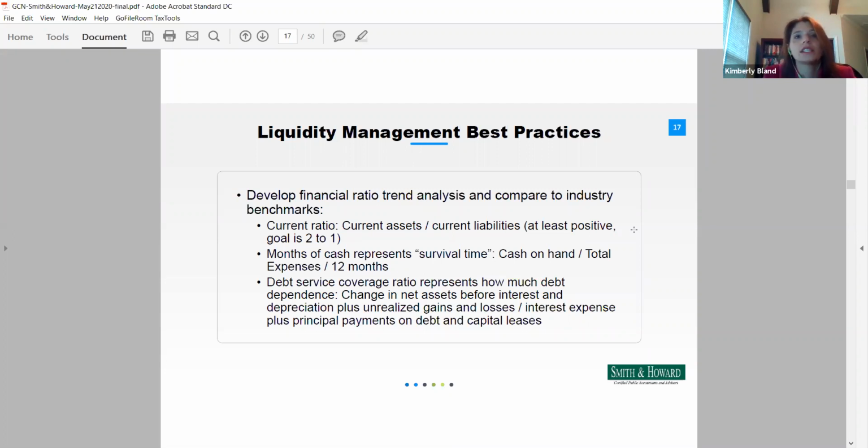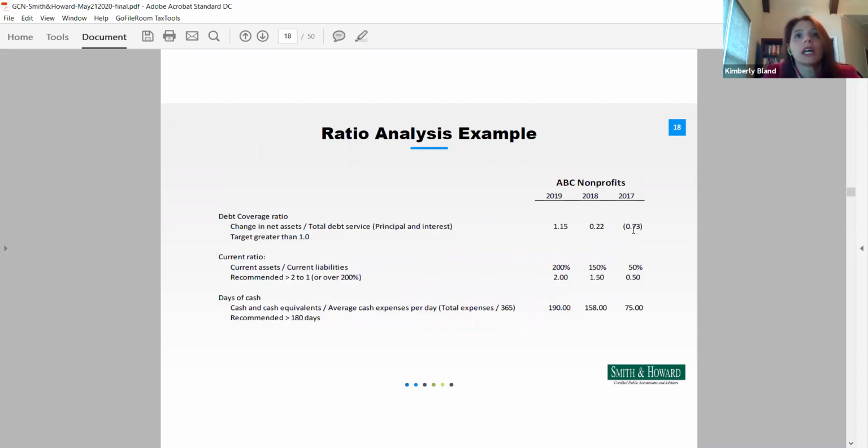On the next line, I've got an example, and it's a little easier to see these ratios in examples. If we take an organization with a debt coverage ratio, which is your change in your net assets over your total debt service with your principal and interest, your target is that you want it to be greater than one. Greater than one means that your business is generating enough income to pay its debts. For example, this ABC nonprofit in 2019 had a 1.15 debt coverage ratio. What that means is that this organization is making 15% more income than you need to cover your debts.